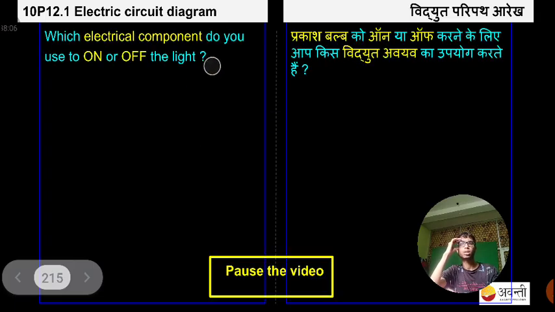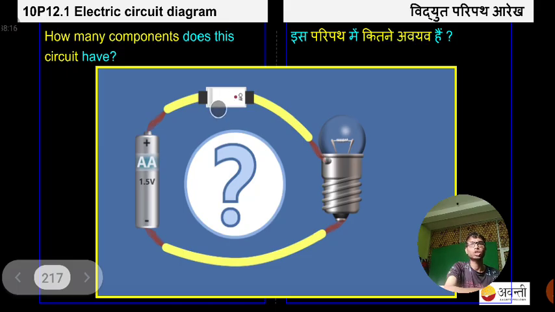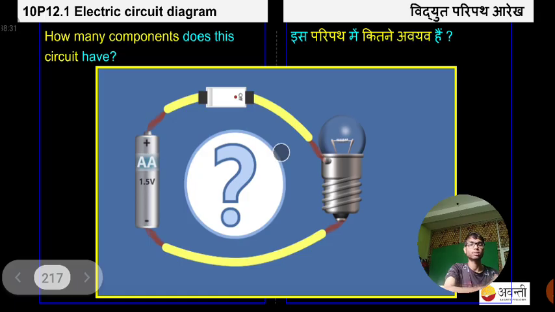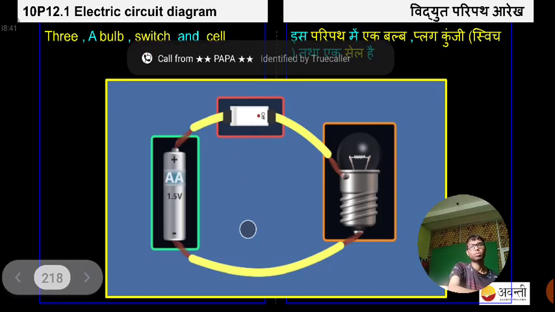Now, which electrical component do you use to turn a circuit on? A switch. The work of this switch is to break the closed circuit, or complete the broken circuit. How many components does this circuit have? This is 1, 2, 3, 4, including wire. A bulb, switch, cell, and what about wire? Wire is also a component.